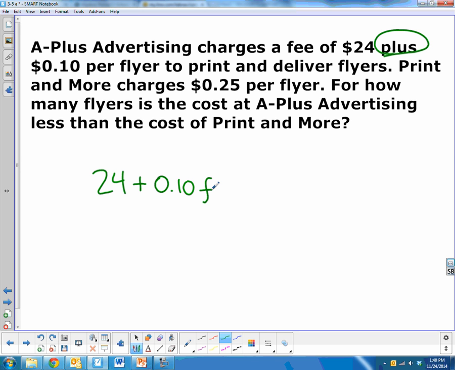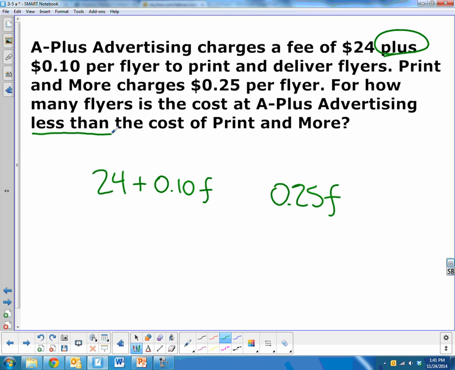Print and More, great name. Print and More charges 25 cents per flyer. No flat fee. So just 25 cents per flyer. You can use X or lightning bolt or smiley face, doesn't matter. I'm using F.